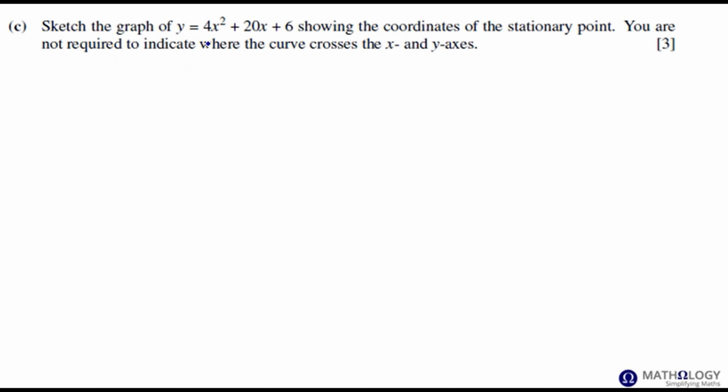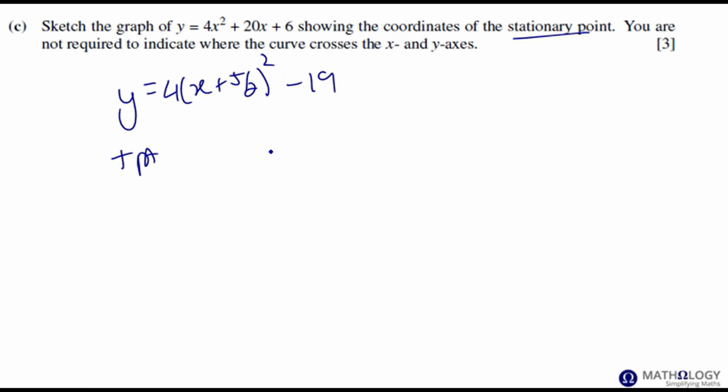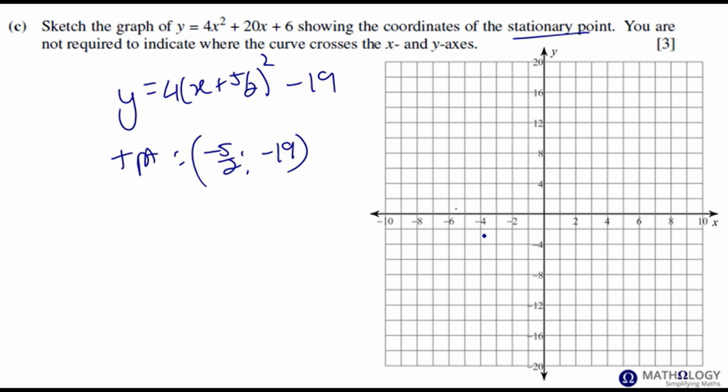Sketch the graph of y equals 4x squared plus 20x plus 6, showing the coordinates of the stationary point. You're not required to indicate where the curve crosses the x and y axes. So the function is y equals 4 times x plus 5 over 2 all squared minus 19. This is a quadratic function. The turning point, the stationary point, is minus 5 over 2, minus 19. And we just need to plot the turning point, minus 2.5, minus 19.